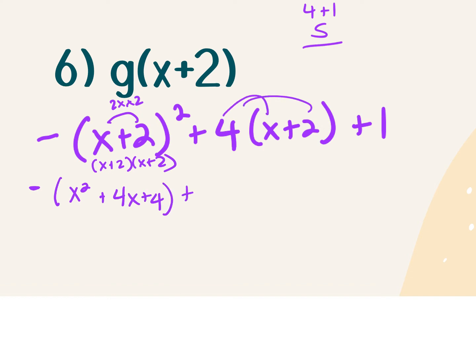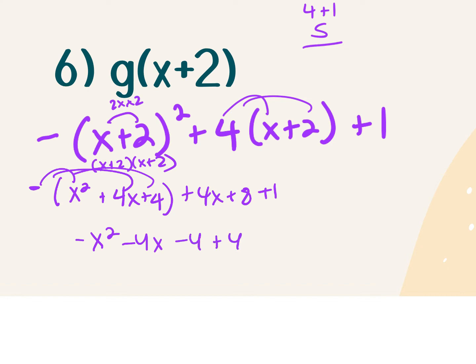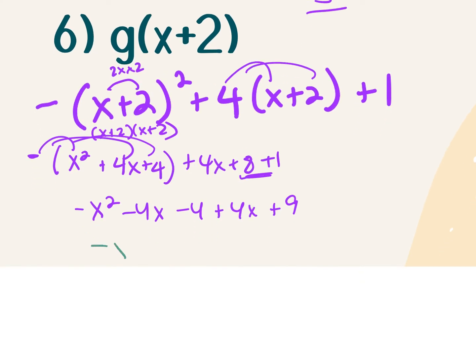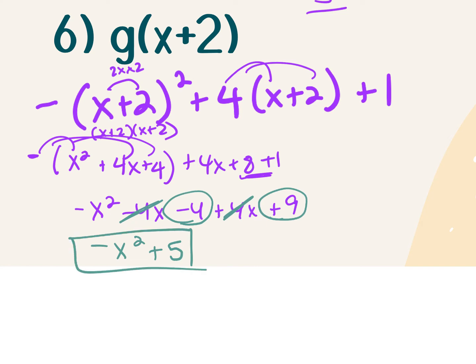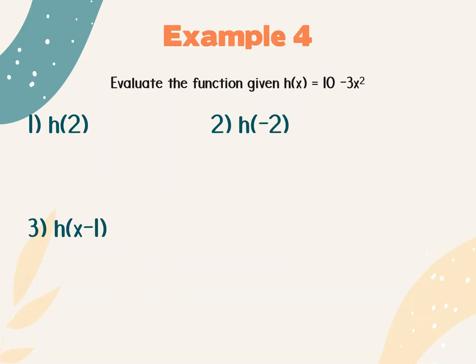Distribute the 4 here. Now distribute the negative. I just combine these. And then combine your like terms. So negative x squared, a negative 4x and a positive 4x cancel out. Negative 4, positive 9 is positive 5. All right, now we've got h of actually.